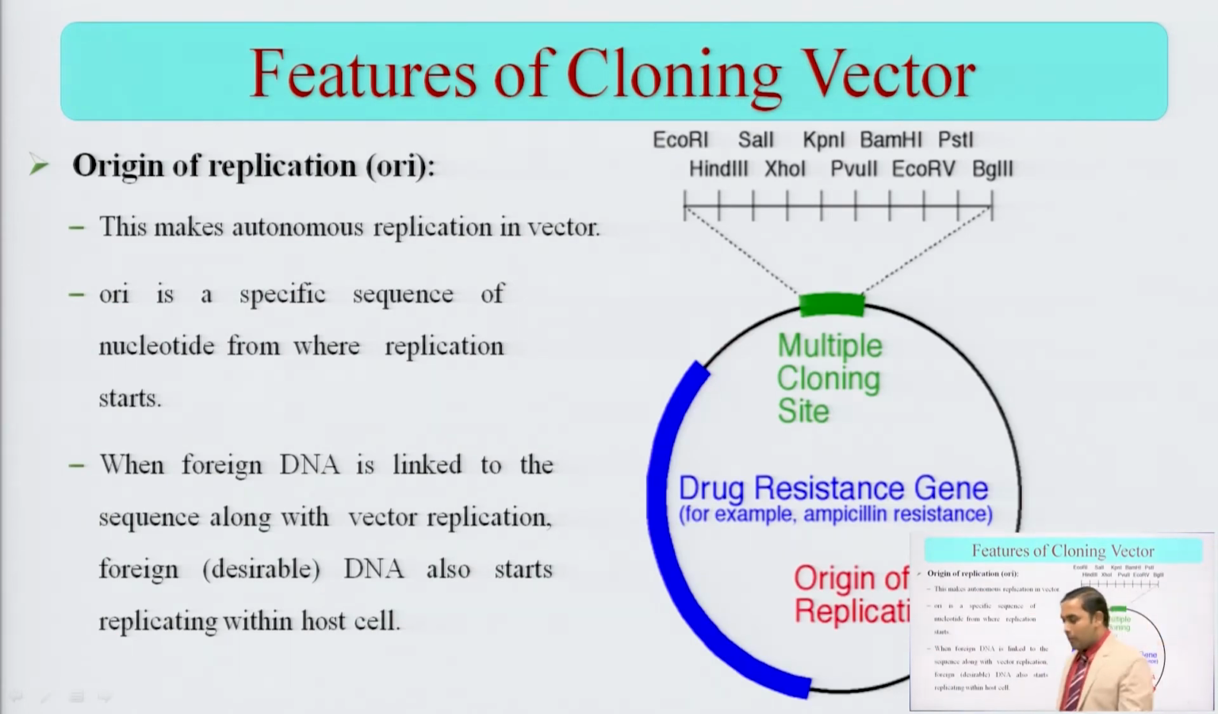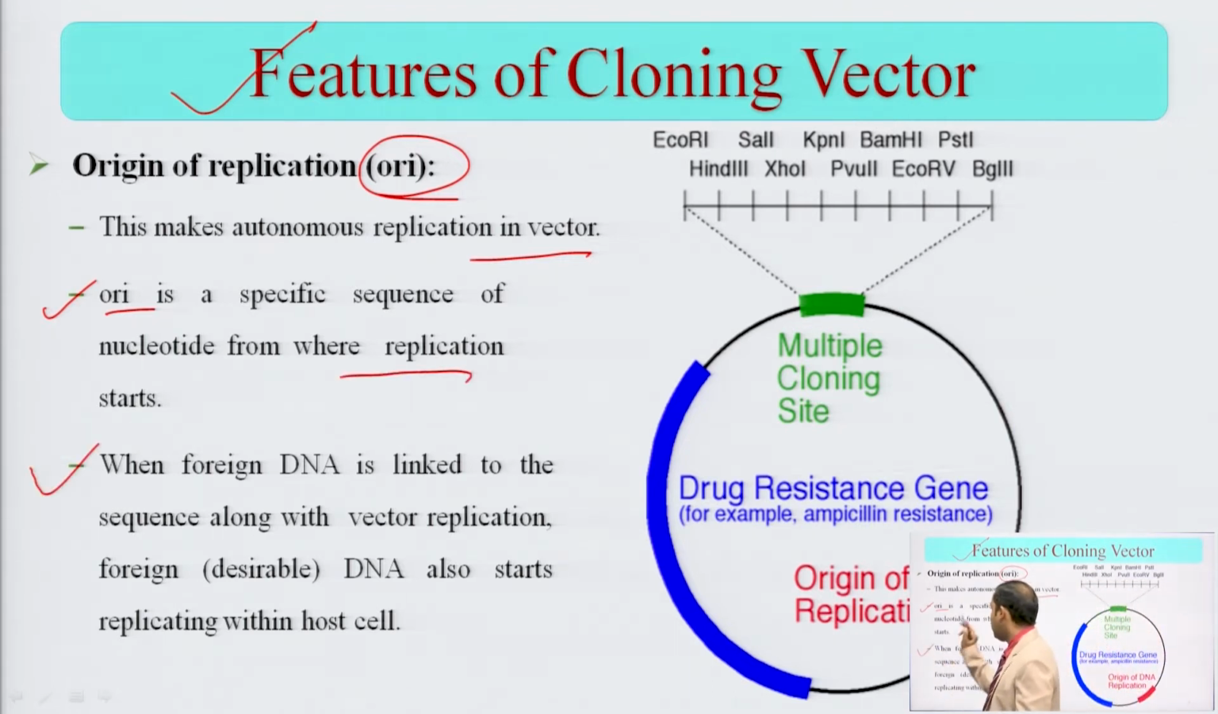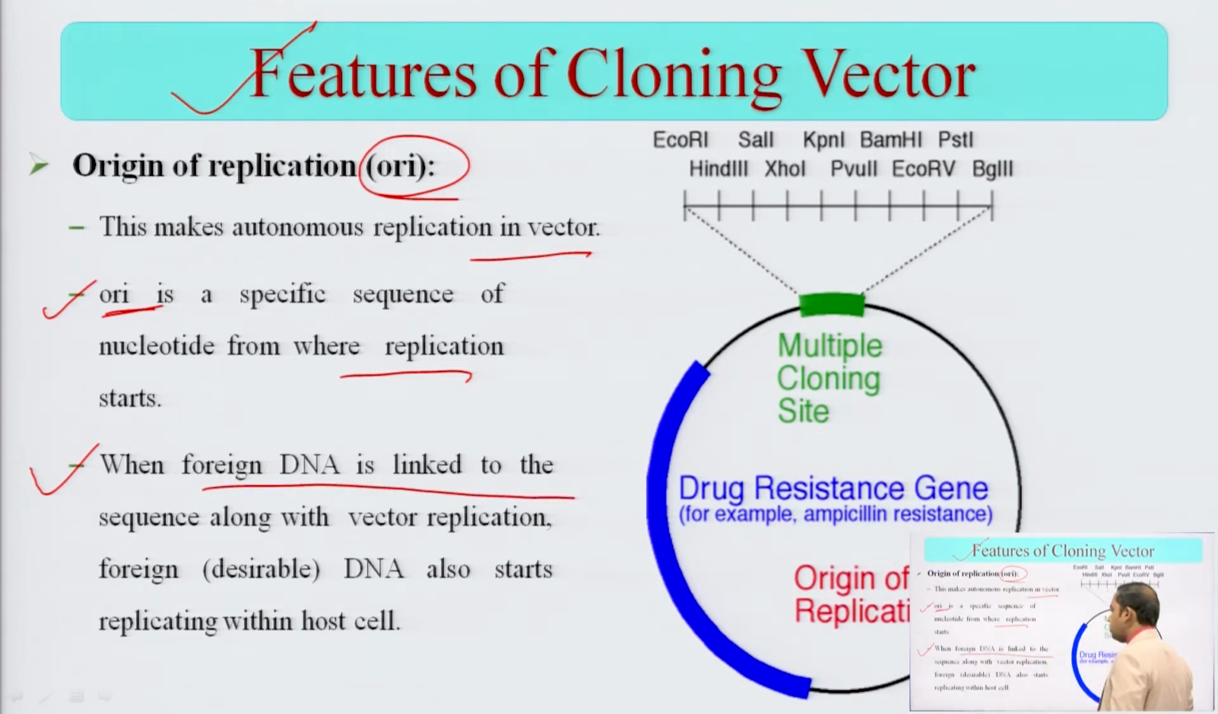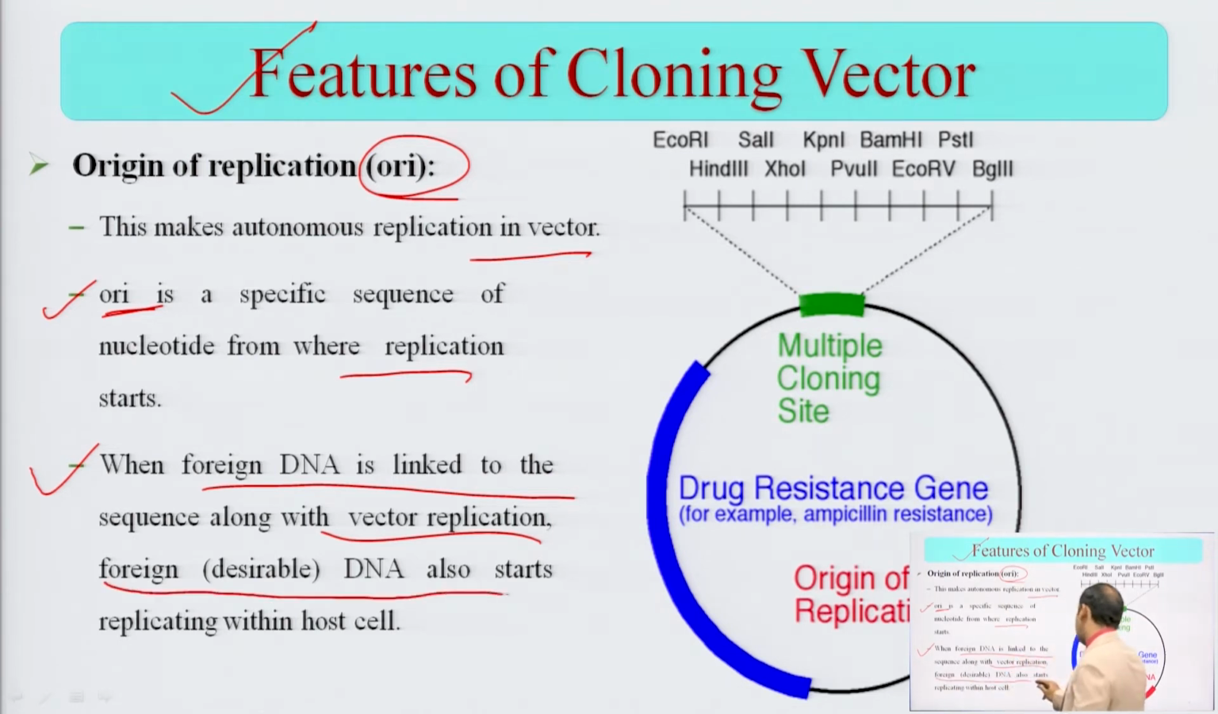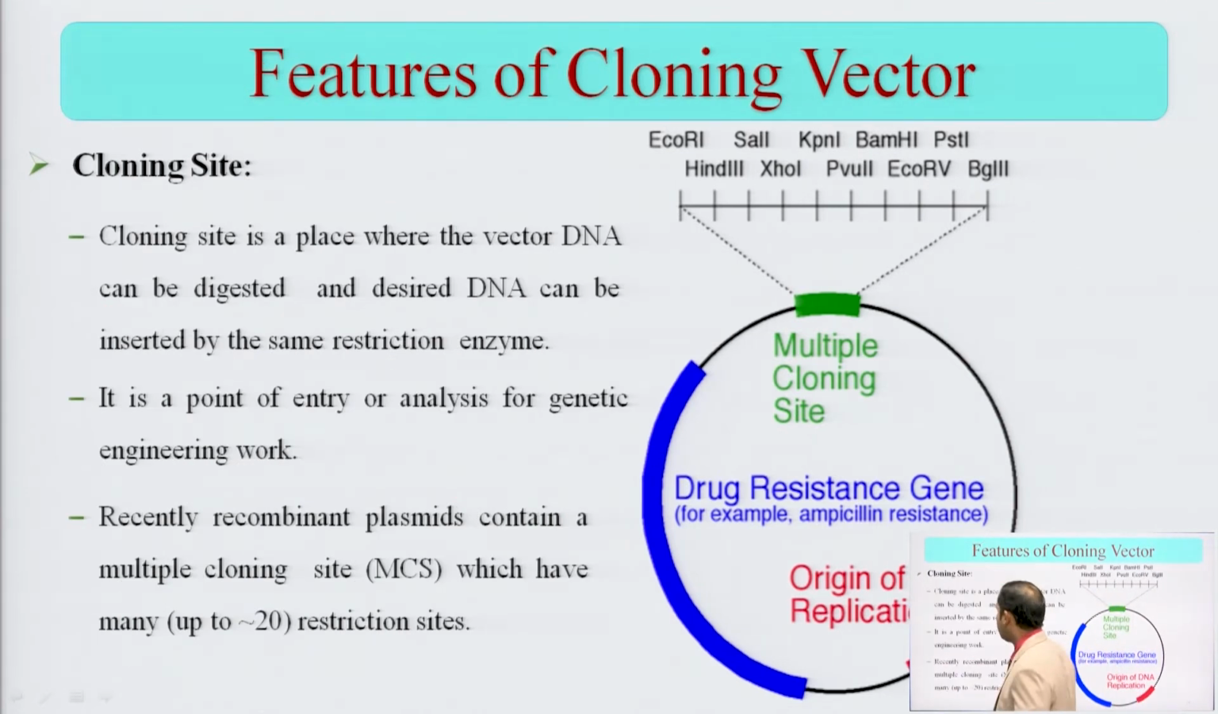Now, let me tell you more, what are the features of our cloning vector. First, origin of replication, sometimes we call it ORI. This makes autonomous replication possible in the vector, and ORI, that is origin of replication, is a specific sequence of the molecule from where replication actually starts. Okay. So, in every cloning vector, you will get some ORI. When foreign DNA is linked to the vector, along with vector replication, the foreign desirable DNA also starts replicating in the host cell.